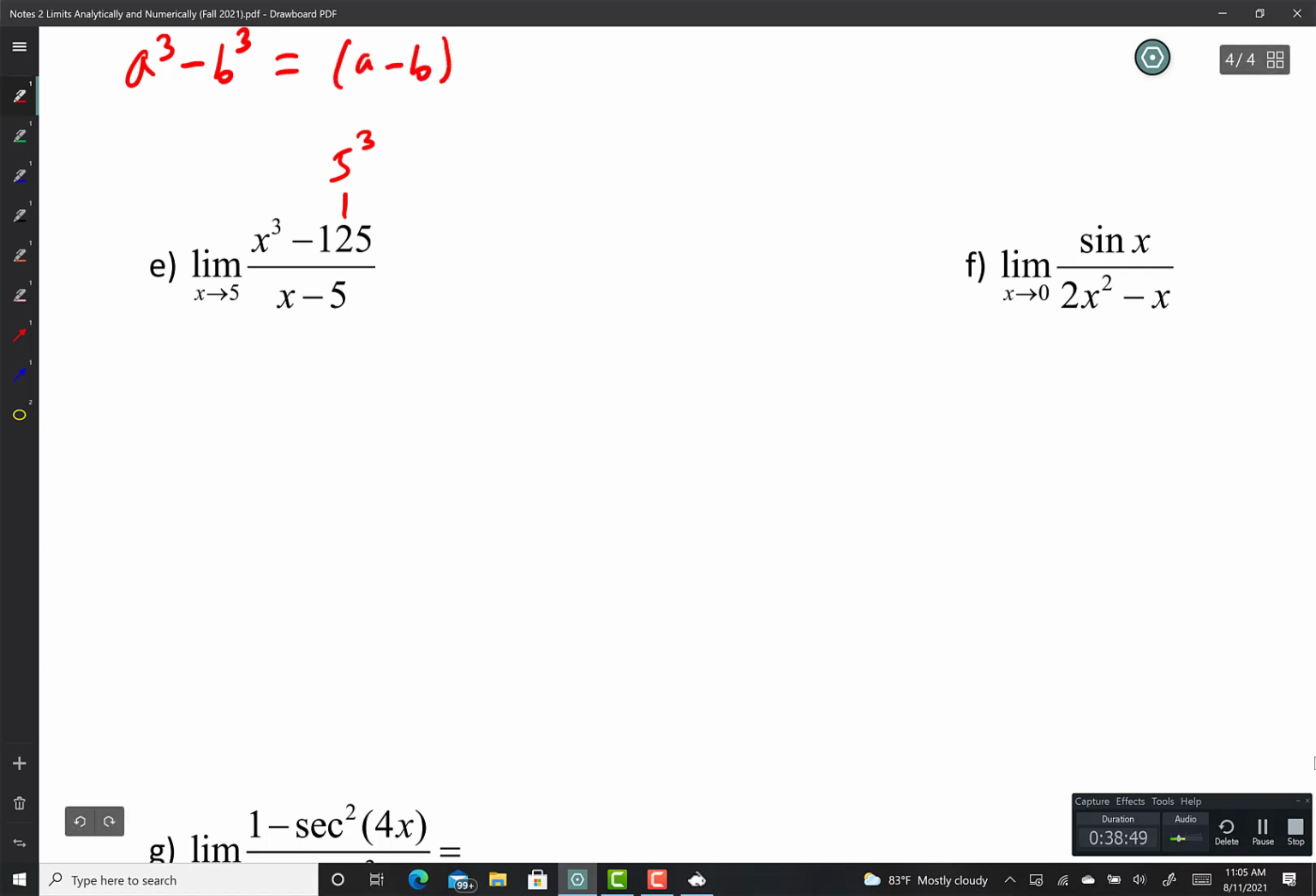I said silently, Travis, I don't remember anything. But I wasn't making fun of you guys, I promise. A squared plus AB plus B squared. Sometimes I don't even remember what I did yesterday, guys. So that's the difference of cubes. Do you know the sum of cubes?